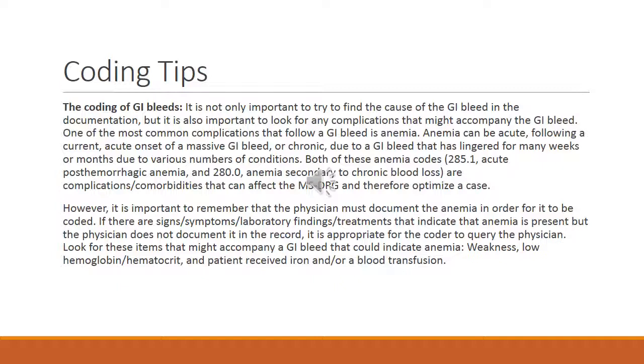If there are signs and/or symptoms and/or laboratory findings and/or treatments that indicate that anemia is present, but the physician does not document it in the record, it's appropriate for the coder to query the physician. Look for these items that might accompany a GI bleed that could indicate anemia. There would be weakness, low hemoglobin and/or hematocrit, and the patient received iron and/or a blood transfusion.